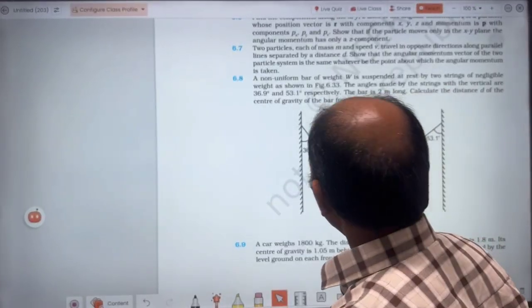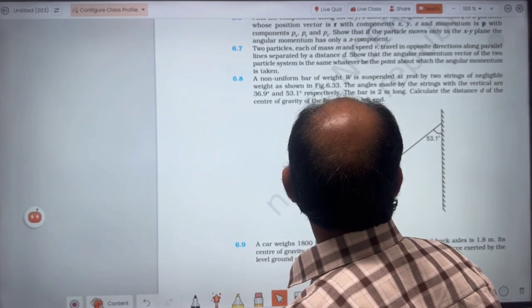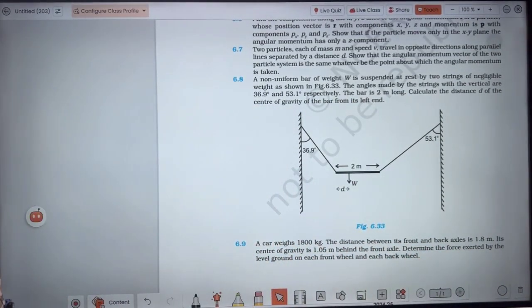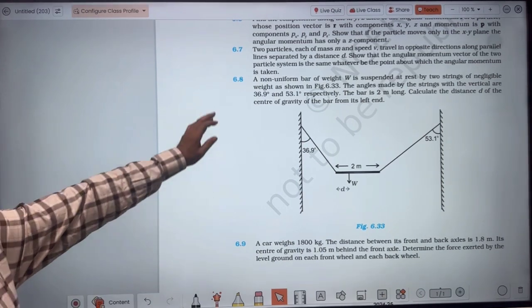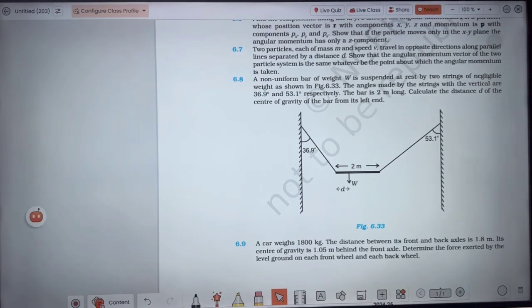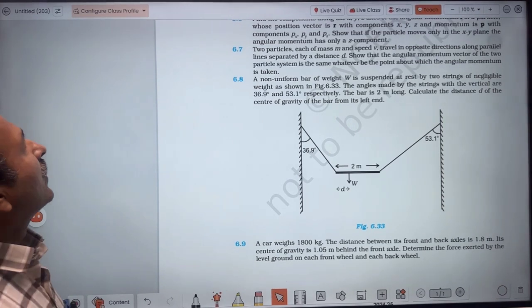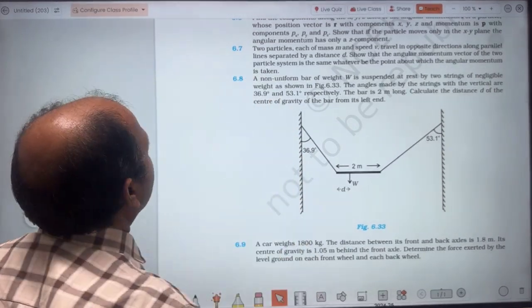We are going to continue with chapter 6 of class 11th physics. In the previous lecture, we have done till 6.6. Now we are going to continue with question number 6.7.